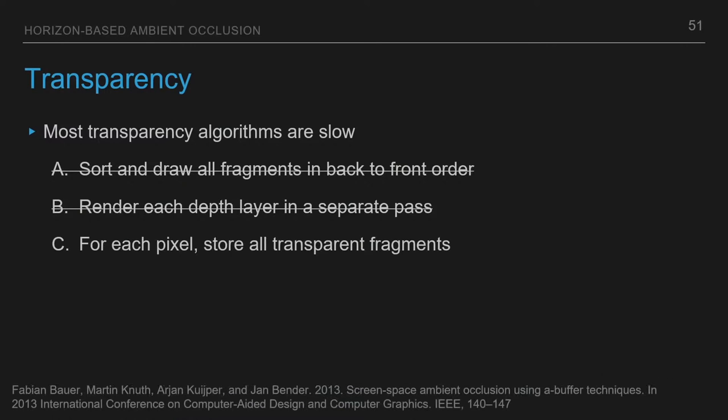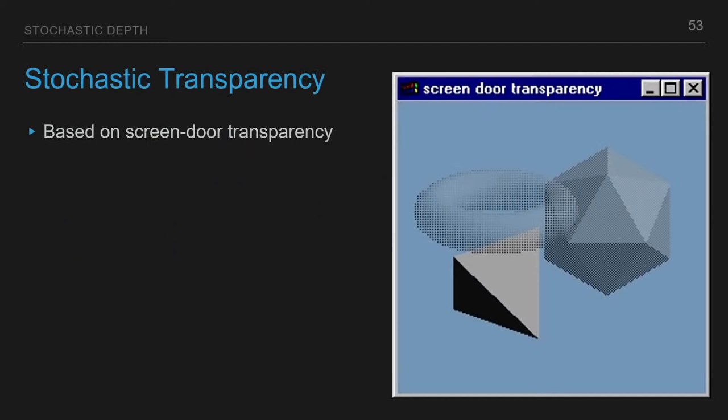Then we could, for each pixel, store all the transparent fragments. Well, we're getting close, but still, this has unbounded and highly scene-dependent memory requirements. But what if we instead approximate this by only storing a bounded number of fragments? Well, this is where stochastic transparency comes in. It's based on screen door transparency, which is sort of like a fake transparency technique where we discard pixels in a stipple pattern to create the illusion of transparency.